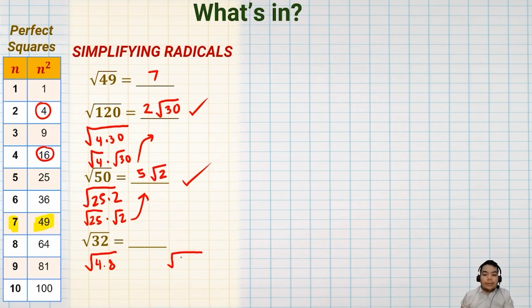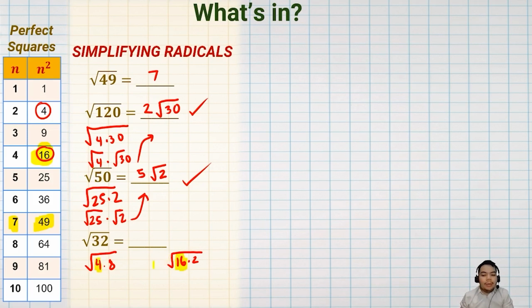Because 16 can also be a factor of 32. 16 times 2. So from this one, you will choose the better factors, 4 times 8 or 16 times 2. So in simplifying radicals, you will always choose the largest or the larger factor that is a perfect square. So dapat yung mas mataas yung perfect square. Hindi 4. Mas mataas is 16.